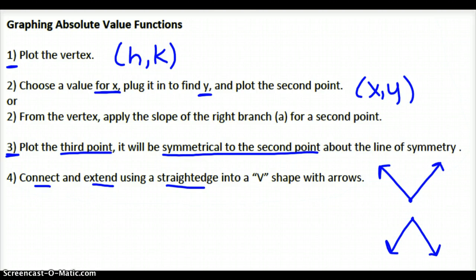However, if you prefer, instead of plugging in a value for x, you could apply the slope of the right branch, because we know that value is a. So you could just use the slope to find your second point and then go on to steps 3 and 4. And I'll do it both ways in the next example. So I think it'll make a little bit more sense then.